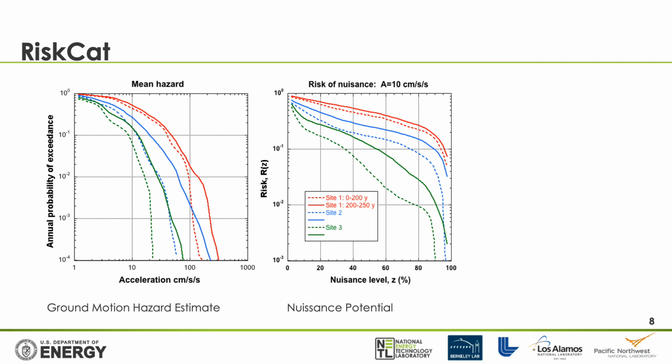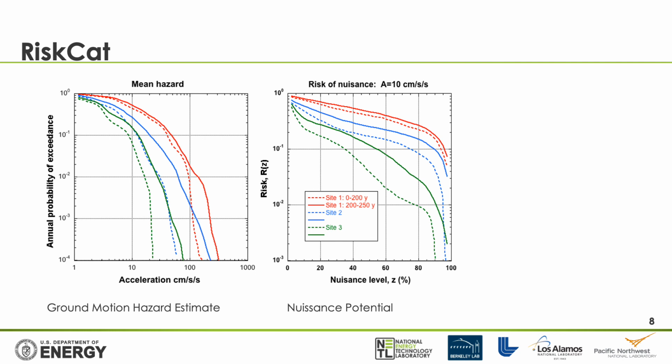Again, using this hazard, we can convolve it with our fragility to come up with a nuisance potential. Think of this as the fraction of the population who might be annoyed or concerned by seismicity being generated at your site. Again, there is a background curve associated with natural seismicity at the site, and then some elevation in seismic risk that might be associated with triggering earthquakes.